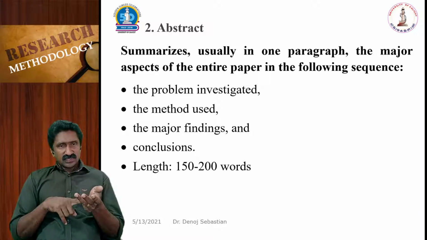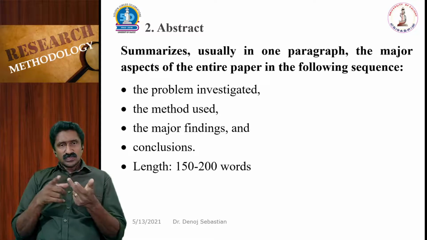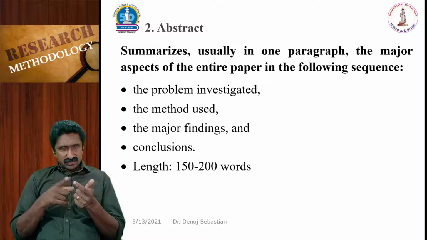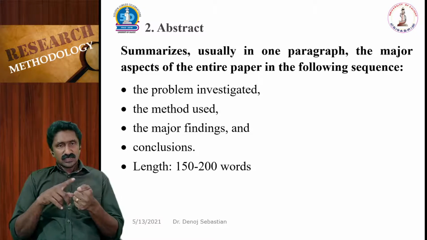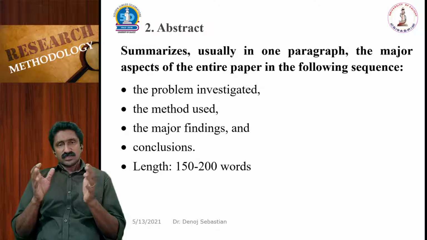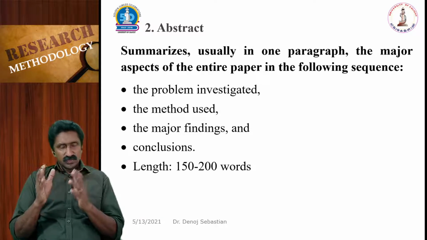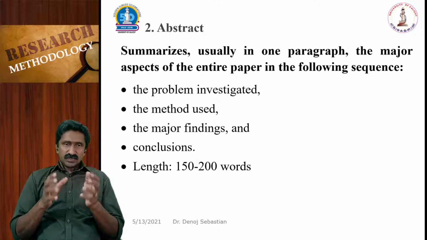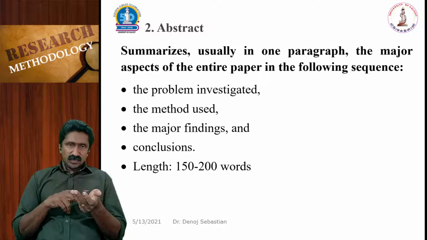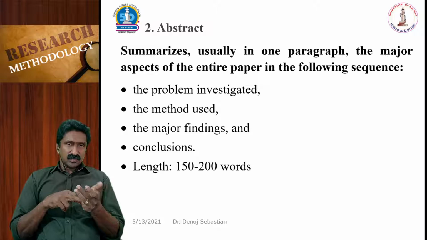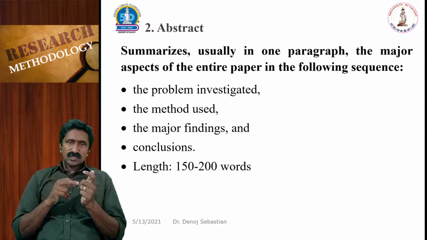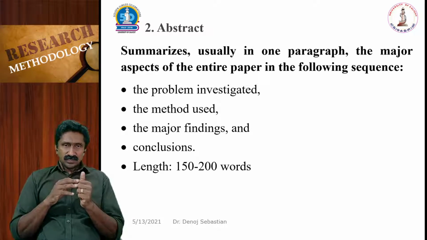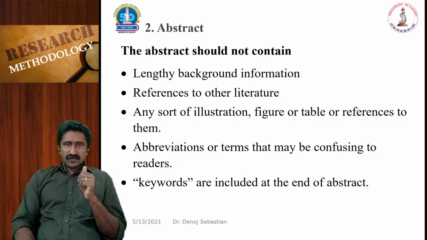The problem investigated, the method used, and the major findings and conclusions. The overall length of the abstract should be 200 or 250 words. Up to 250 words is acceptable for many articles. So the abstract should contain the nature of the problem investigated, the method used, and major findings and conclusions. That is the usual structure of the abstract.